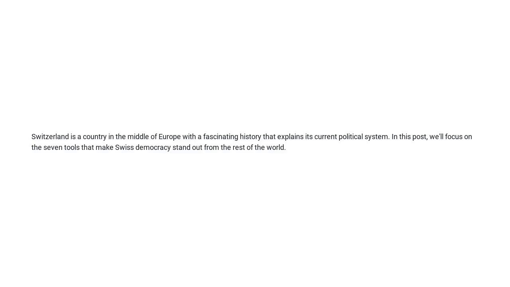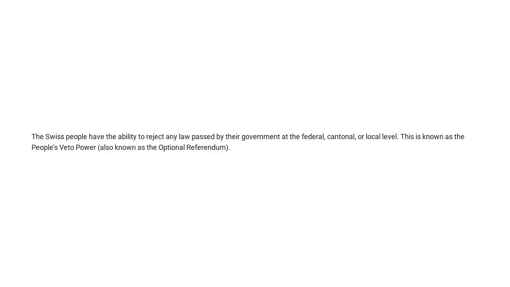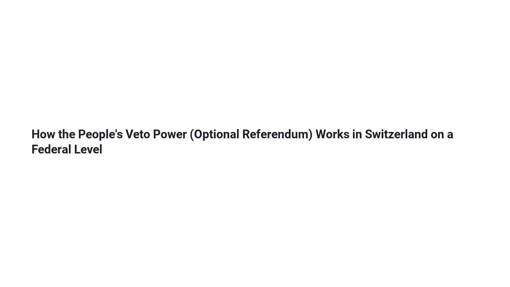People's veto power. The Swiss people have the ability to reject any law passed by their government at the federal, cantonal, or local level. This is known as the people's veto power, also known as the optional referendum. The people's veto power allows citizens to reject any law or measure through a referendum. This includes budgets.